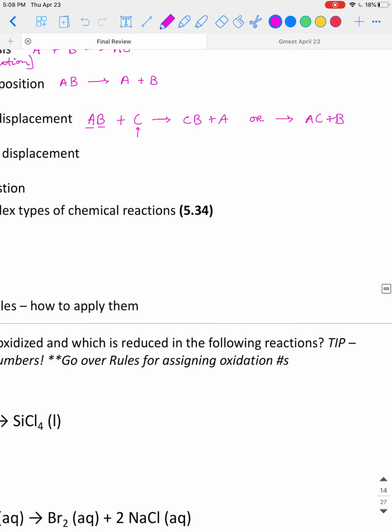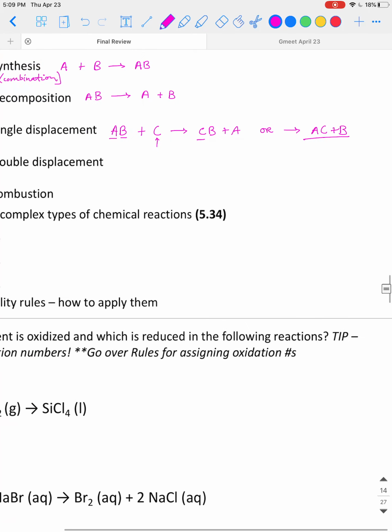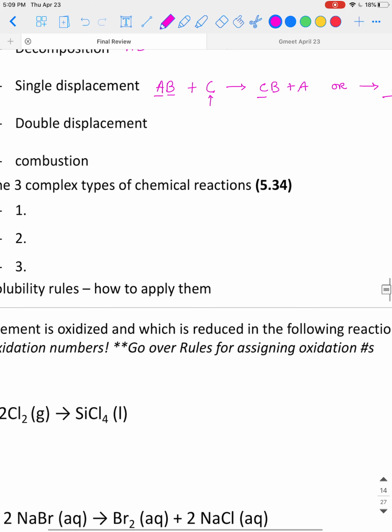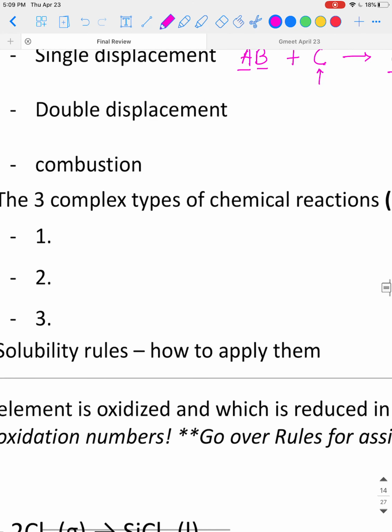Or you could end up with AC plus B, depending on what type of element C is. If C is in main group 1 or 2, it would become a cation, so we would write it first. It would kick out A. But if C was a halogen, like fluorine or chlorine, then it would kick out the anion in your compound, so in that case it would kick out B. It just depends what kind of element you have by itself. But anytime you have one thing displacing a portion of a compound, that is single displacement.